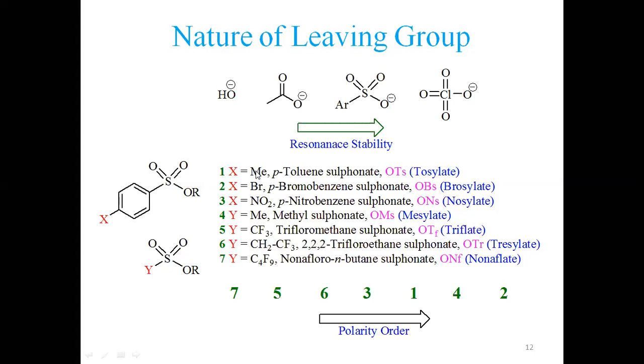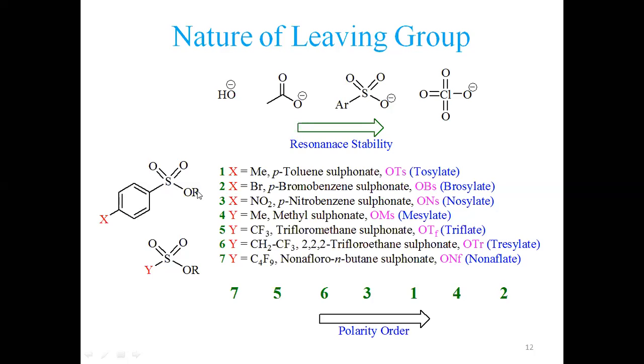Methyl is plus I, electron donating by inductive effect. Bromine is electron donating by resonance, so it is plus R. The nitro group is totally opposite. As you have seen in aromatic substitution, it generates a positive charge at ortho and para, making this electron deficient. So it shall withdraw electron density from sulfur, sulfur shall withdraw from oxygen, and oxygen shall withdraw from this carbon.